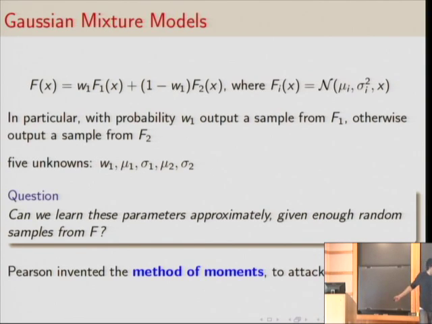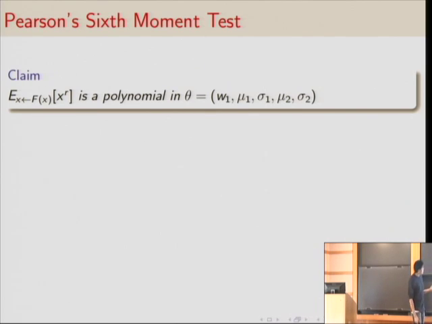unknown variables. In particular, Pearson's approach really rested on the following critical observation: if I take the expected value of x to the r, when I take x as a random sample from the distribution f of x, this quantity I'll call the rth raw moment of a distribution f of x.